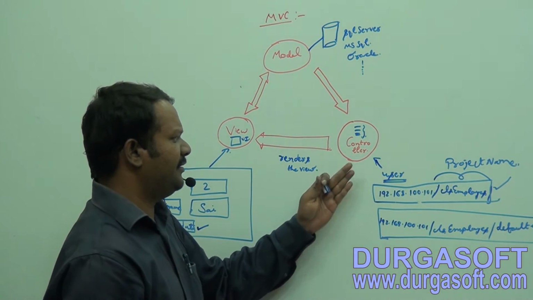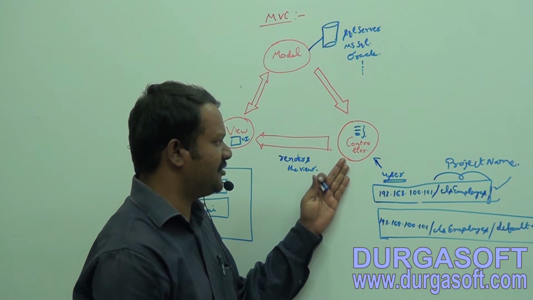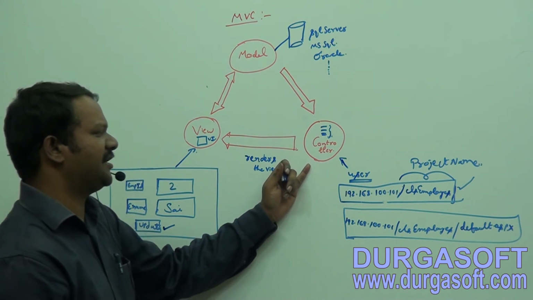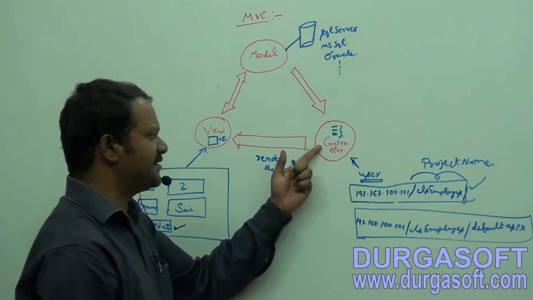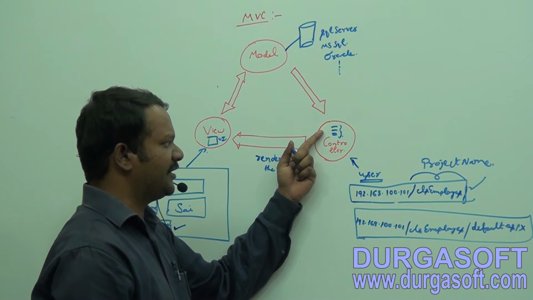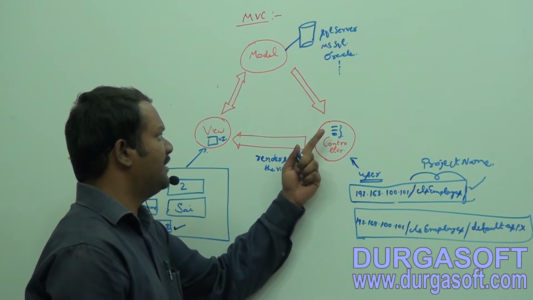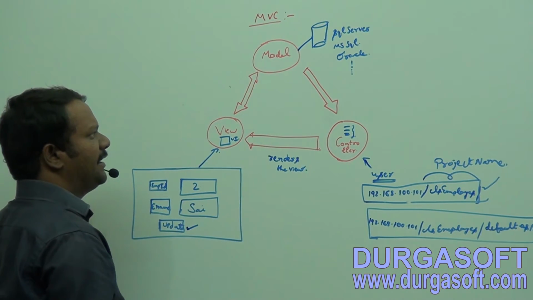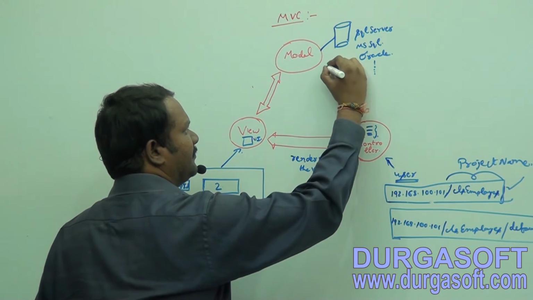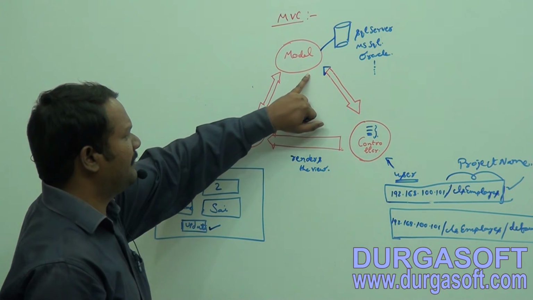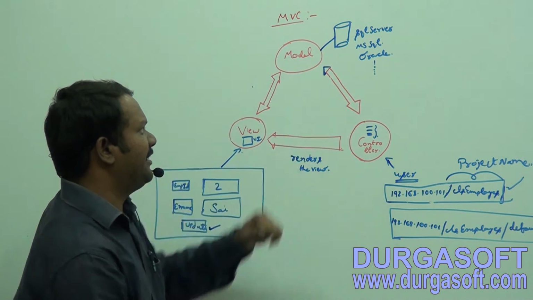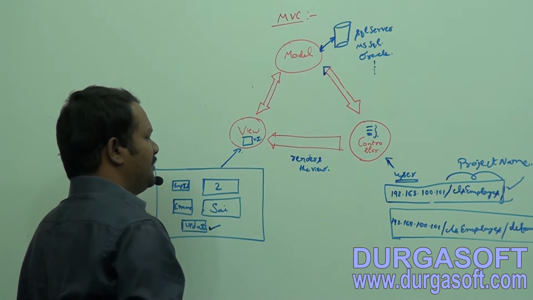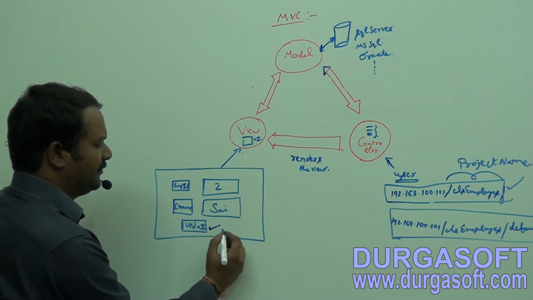With the help of this URL, what does the user do? He makes a request to the controller. I told you the action goes first to the controller, and it hits the methods. It invokes the methods, and those methods go to the model. From here it goes to the model, and this is also a two-way communication. What does this model do? It collects the relevant information from the database and gives the information to the view. So the information is displayed here.